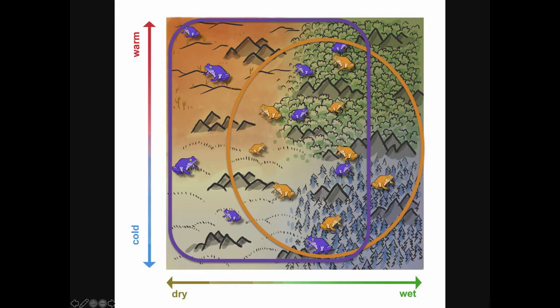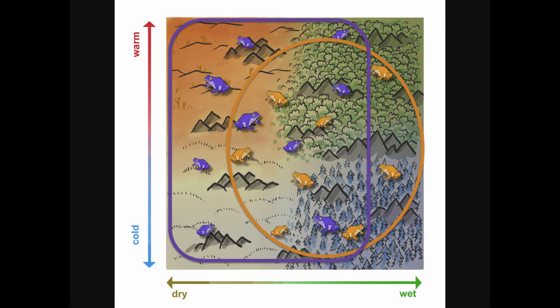And so we just randomly select points from the orange frog's range. We build models for those. We compare them to a model for the purple frog. And then we do it in the opposite direction.